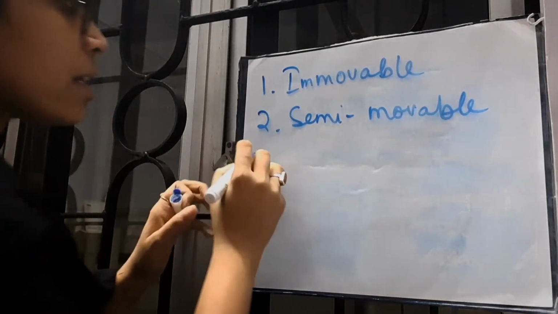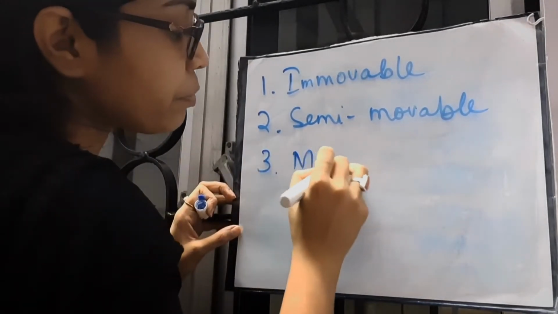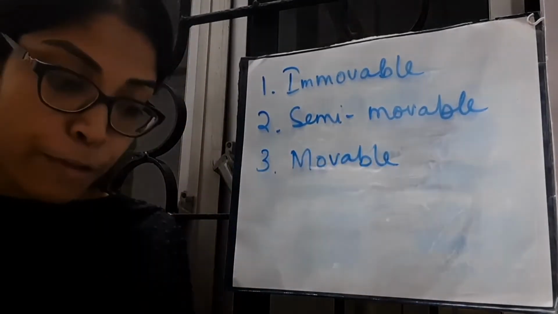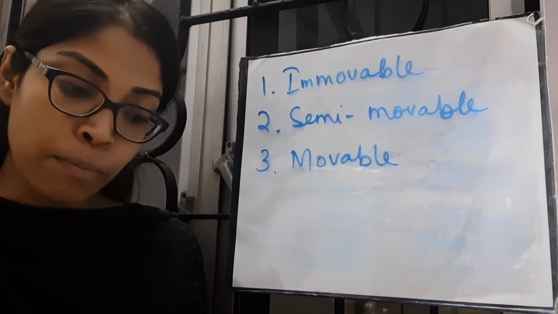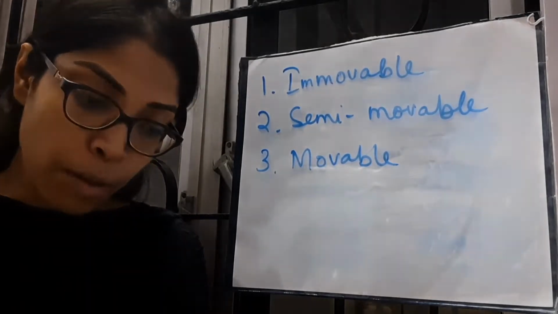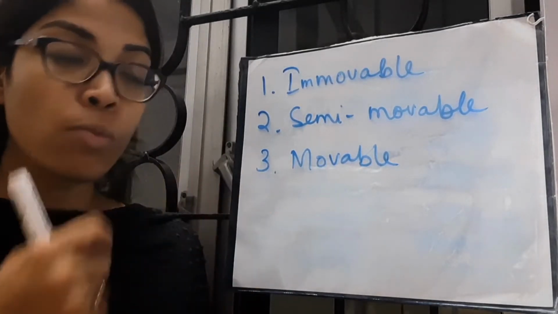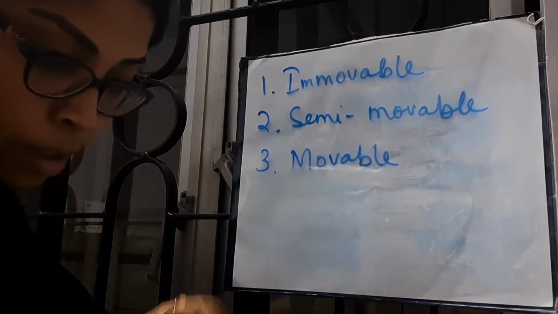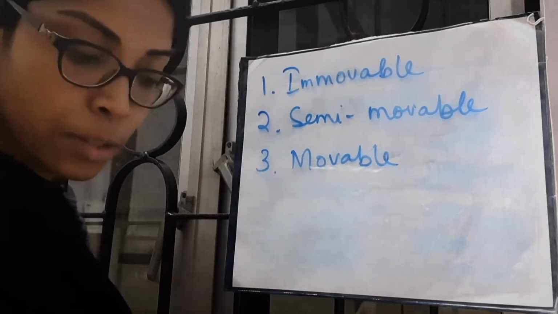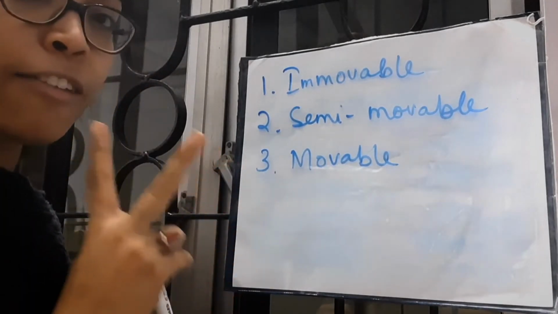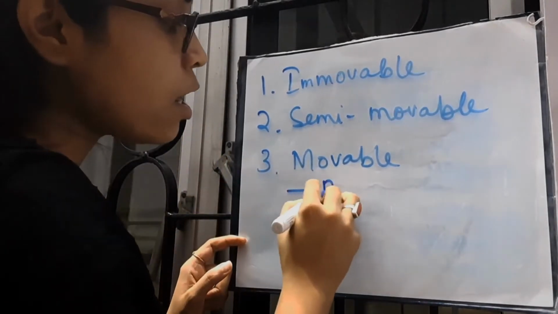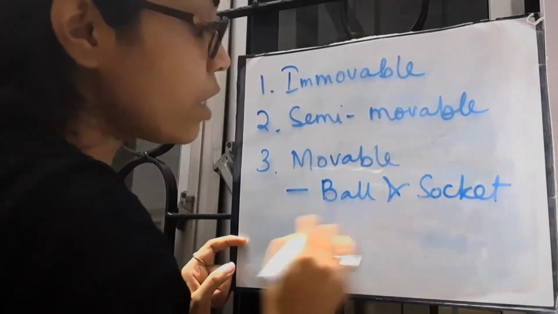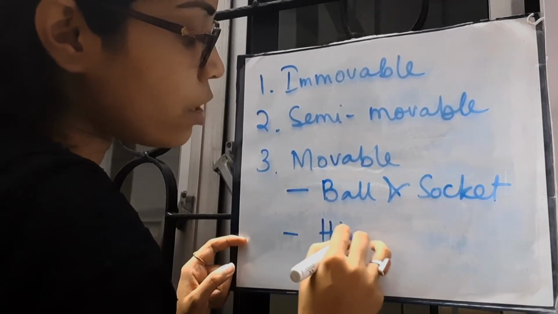And the third one is movable joint. Obviously, movable joint means the joints which can be moved freely, where the joint allows free movement of the bones in different directions. Now, there are many types of movable joint. For class 10, you have two types of movable joint. One is the ball and socket joint, and the other one is the hinge joint.